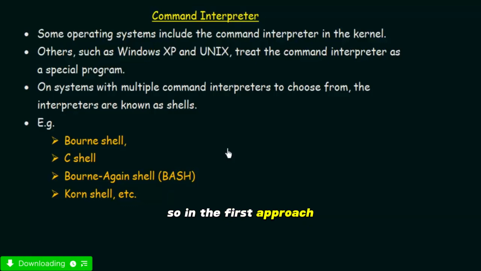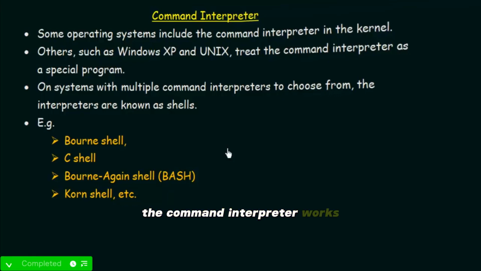So in the first approach, the code is contained in the command interpreter itself. And in the second approach, the code is contained in certain programs, and the command interpreter just calls the programs when a certain task has to be performed, when a command is entered. So that is how the command interpreter works.